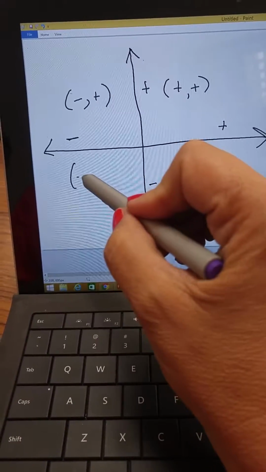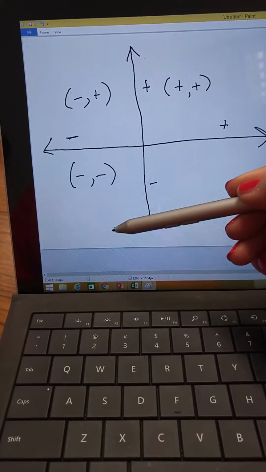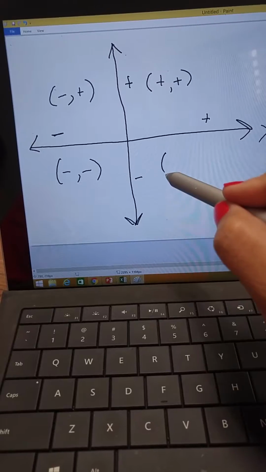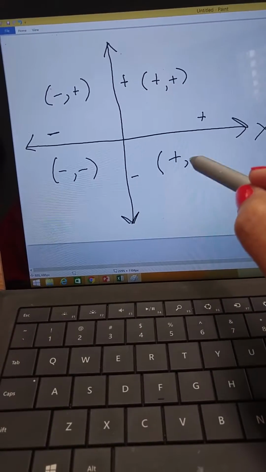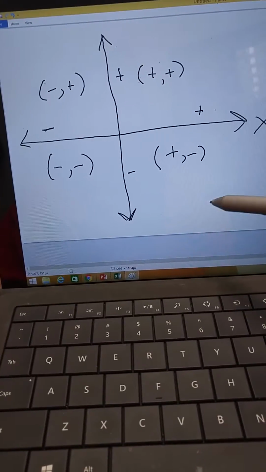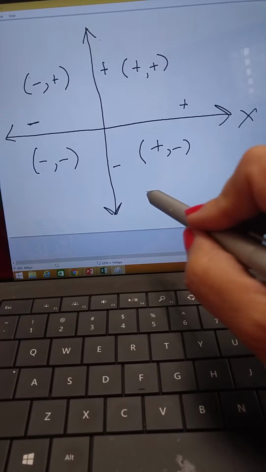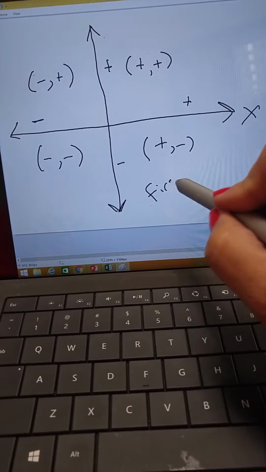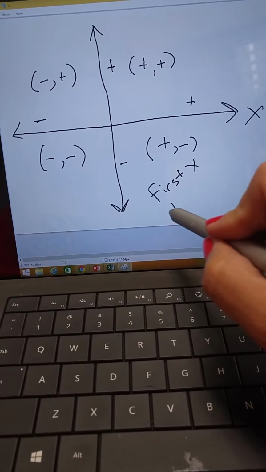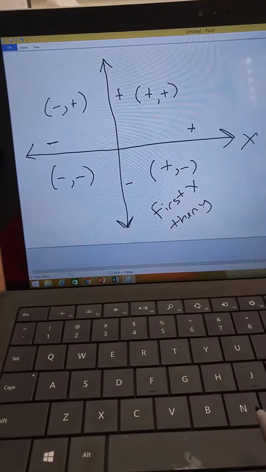Quadrant 3 is negative, negative. First on x negative, then on y negative. And quadrant 4 is positive, negative. First on x positive, then on y negative. The other thing that I want you to remember is that first x, then y, because that's something that you guys often forget.